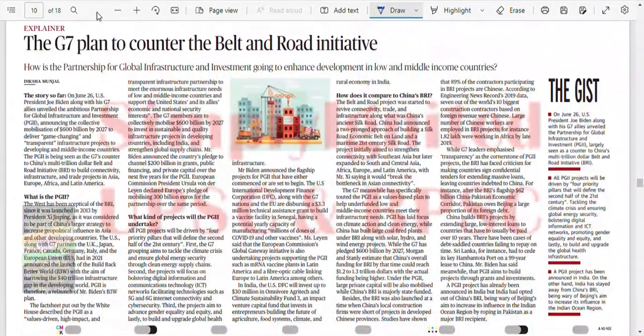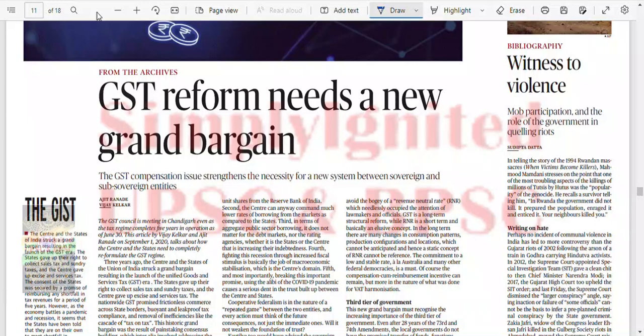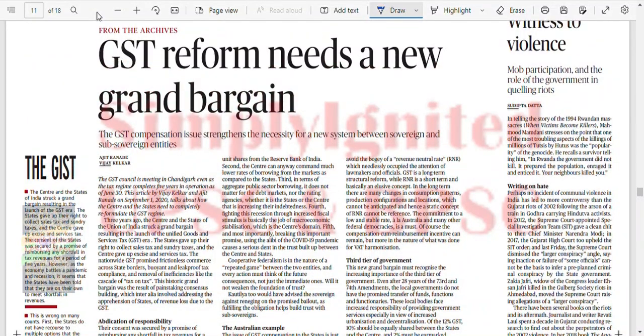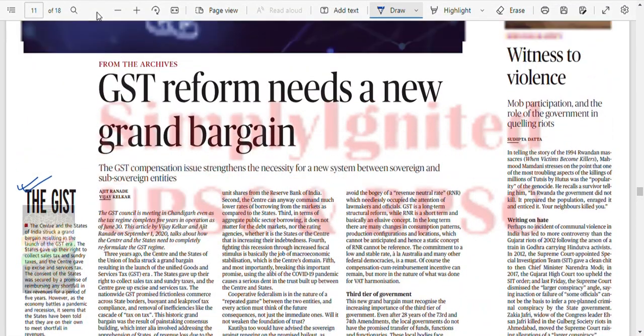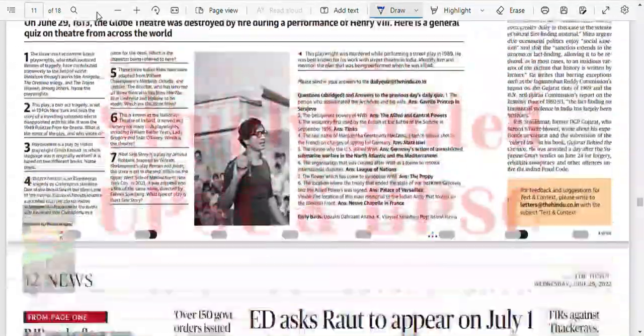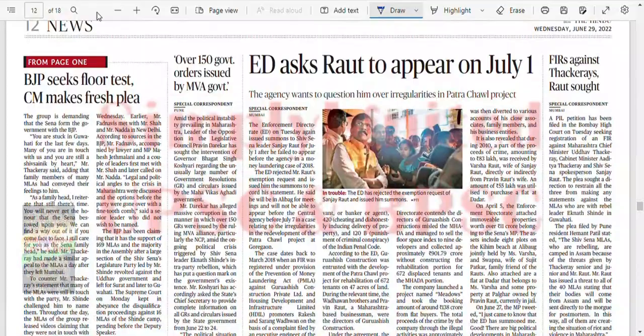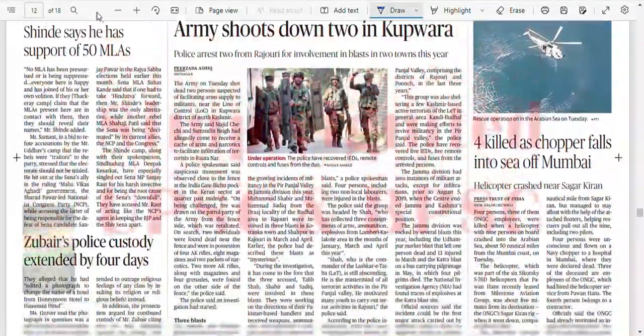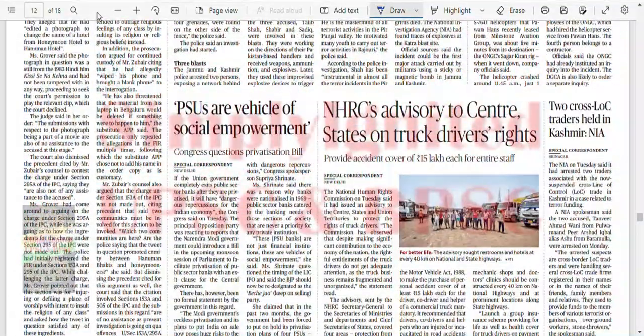G7 plan to counter Belt and Road Initiative. GST reform needs a new grand bargain. We'll do the GST if required, then we'll go inside it. GST is a very important topic for this examination. Okay. No, this thing, PSU or vehicle of social empowerment. This is a keyword, just note this keyword. Okay, this will come handy. Fine.